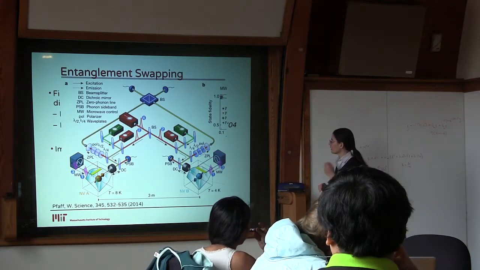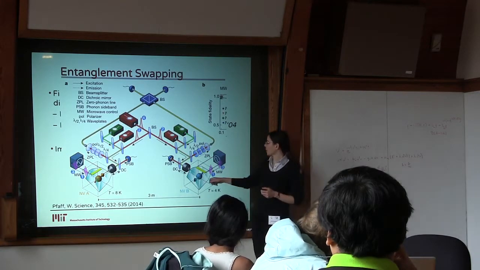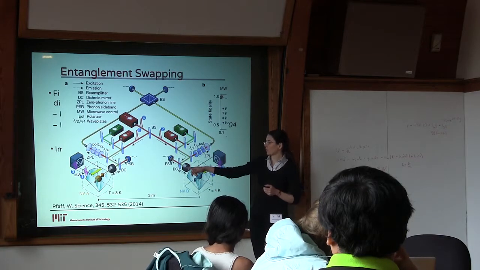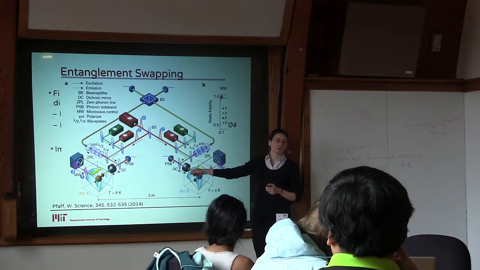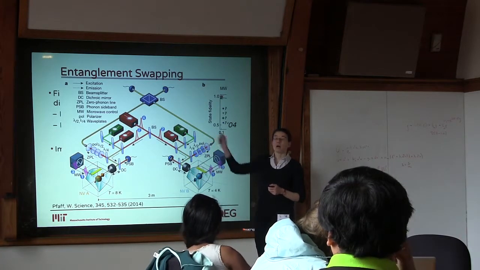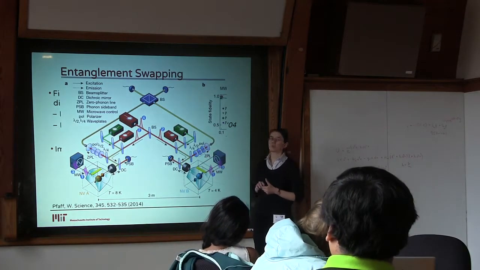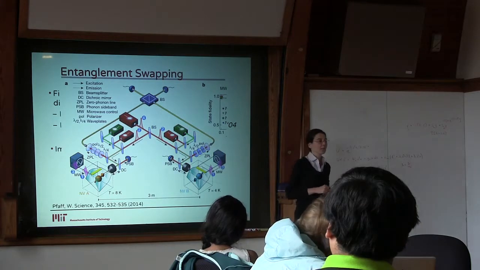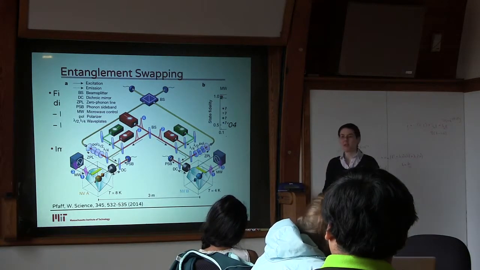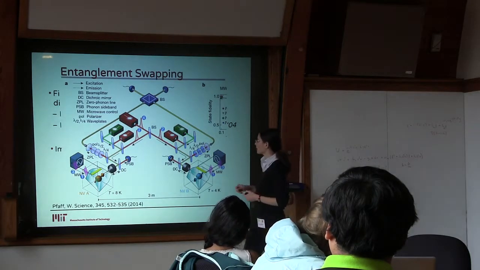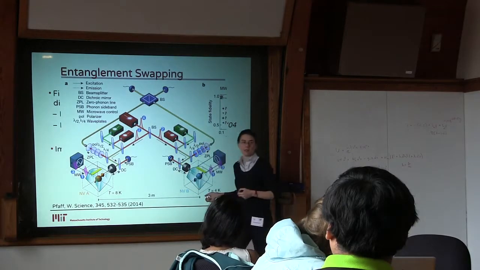Basically, the idea is an optical table, so this is why we have this 3 meter distance. What we did was to create entanglement between each individual NV center and a photon. And then by combining the two photons and achieving entanglement swapping between the two emitted photons, we can now map out an entanglement between the two NV centers here.